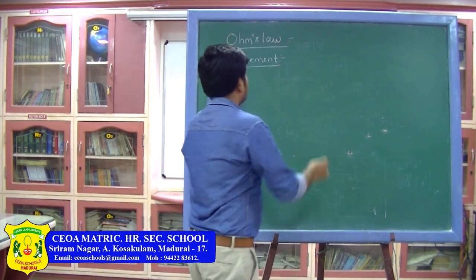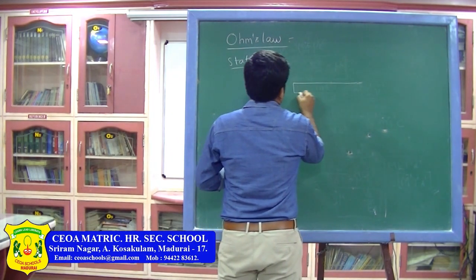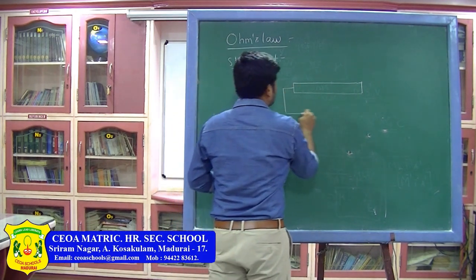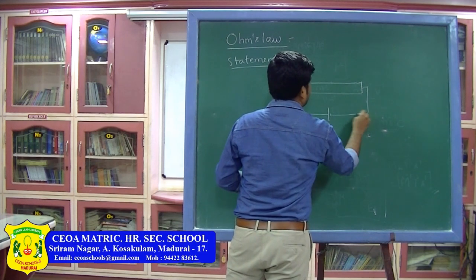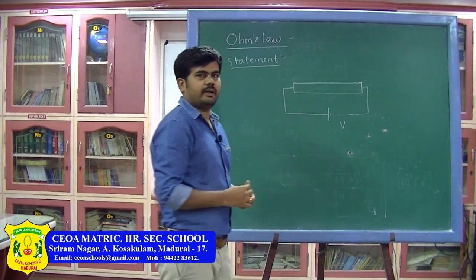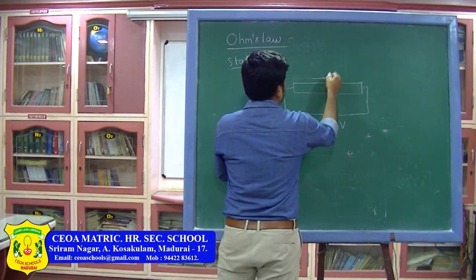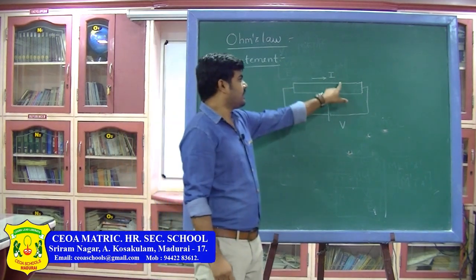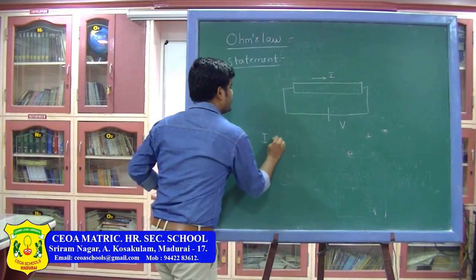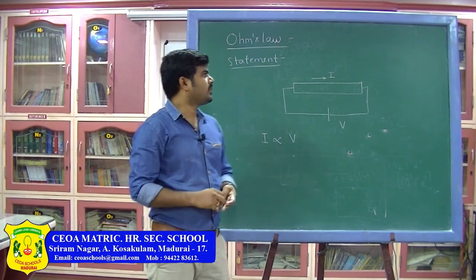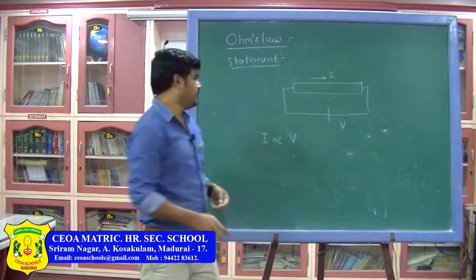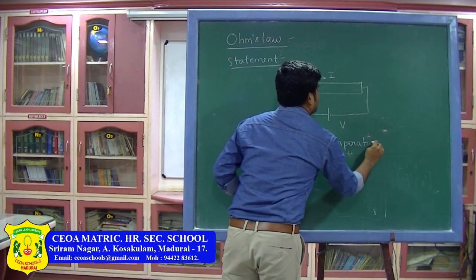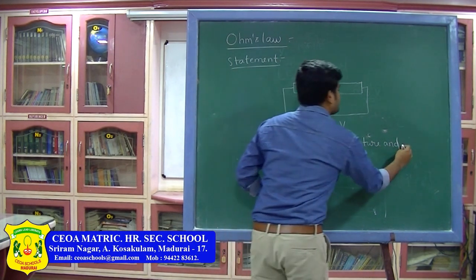So, for example, if this is the conductor across which a potential difference of V volts is applied, and let the electric current in this conductor be I. Now, according to Ohm's law, the strength of electric current I is directly proportional to the potential difference applied across the ends of the conductor, provided temperature and other physical conditions remain constant.